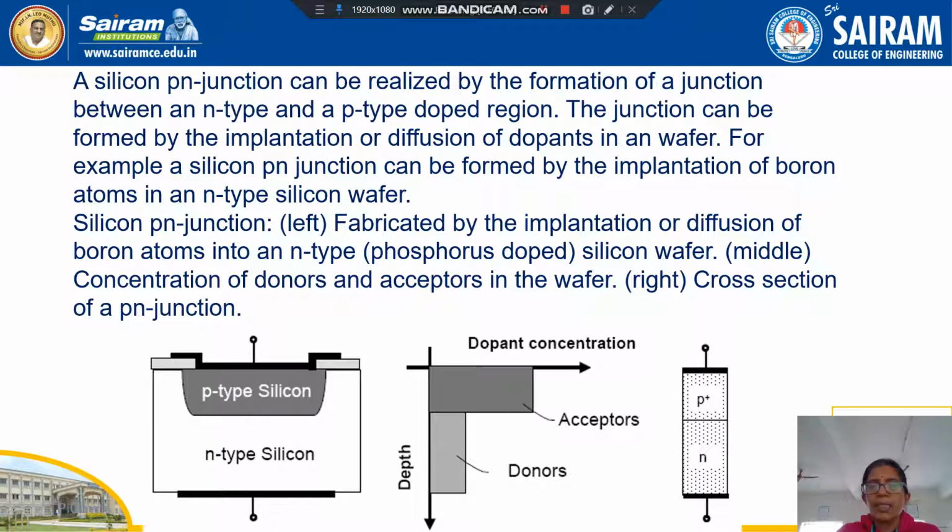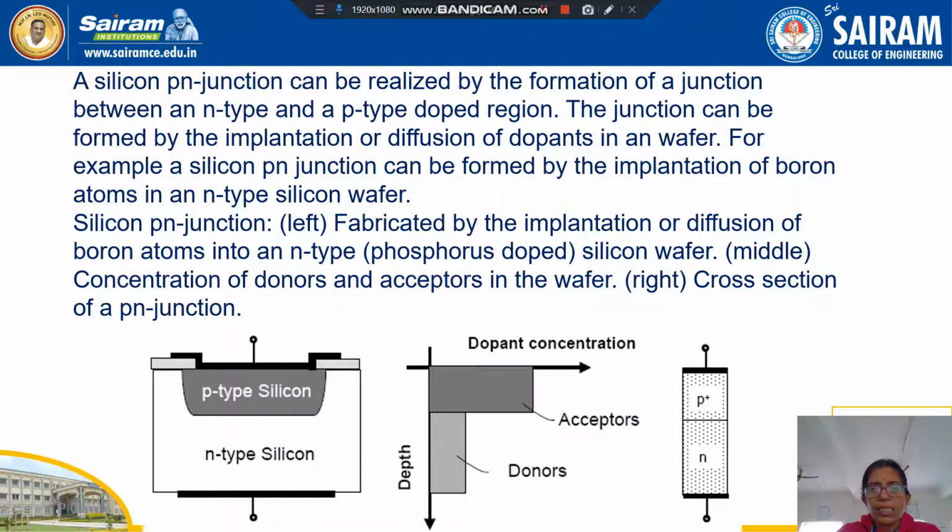A silicon PN junction can be realized by formation of a junction between an N-type and a P-type doped region. That is, the junction is formed by processes like implantation or diffusion of dopants in a wafer. The wafer is a pure semiconductor material which will be used as the base of my device. When I dope it with a pentavalent impurity, I will get an N-type silicon.